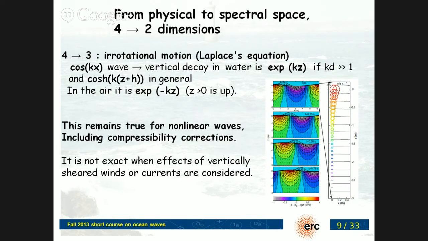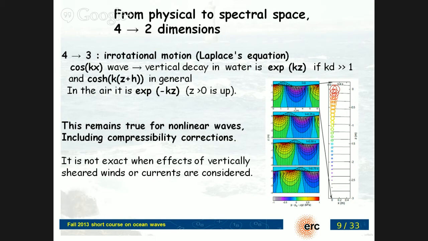So wave motion happens in all 4 dimensions, in space and time. But waves have a very nice property of being very close to irrotational. And of course, there's a bit of vorticity with currents and the boundary layers, but we'll just forget about it for now. So let's say for now it's irrotational motion, which means you can define a velocity potential, which is a solution to Laplace's equation.